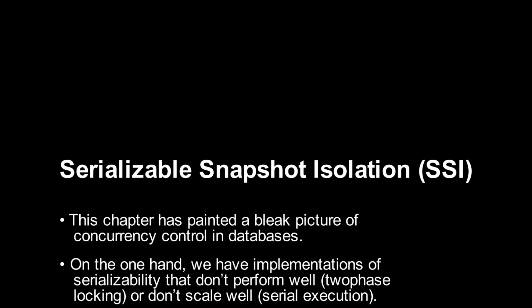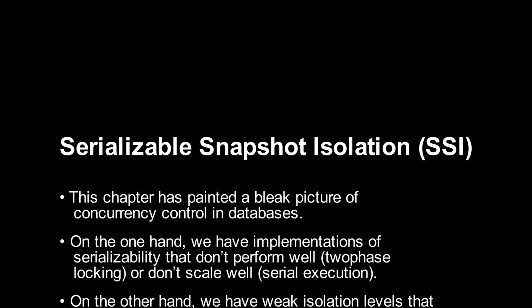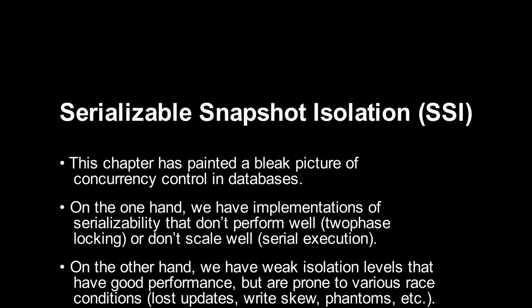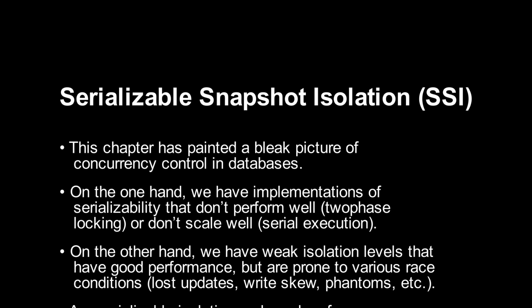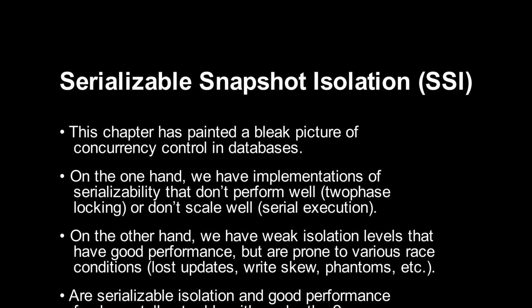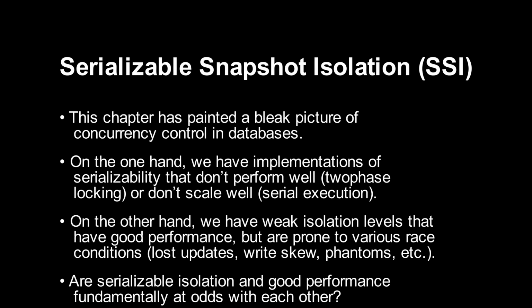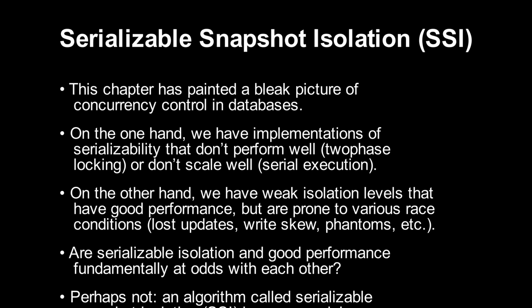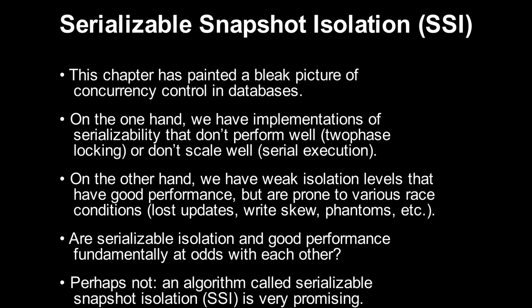This chapter has painted a bleak picture of concurrency control in databases. On the one hand, we have implementations of serializability that don't perform well (two-phase locking) or don't scale well (serial execution). On the other hand, we have weak isolation levels that have good performance, but are prone to various race conditions: lost updates, write skew, phantoms, etc.